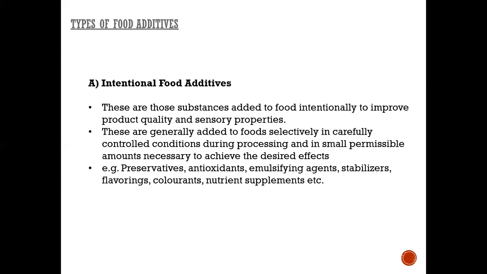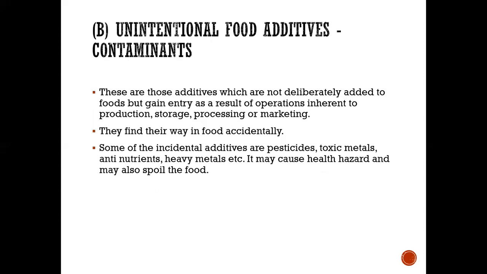You carefully control the conditions and you're adding something to it, in a permissible amount, for example preservatives, antioxidants, emulsifying agents, stabilizers, flavoring, coloring, etc. And unintentional or incidental additives are those which are not deliberately added, but they gain entry sometimes at the time of production, storage, processing, or even marketing. Marketing means when you're packaging it, sometimes some plastic can get inside your food. So they find their way into the food accidentally.